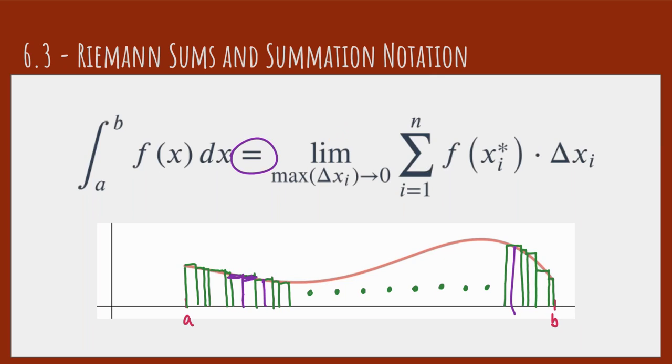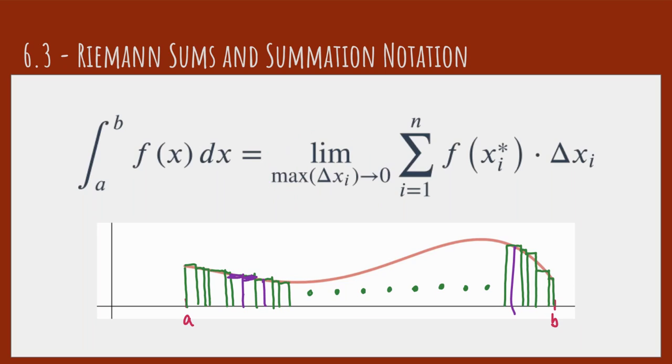Now, here's the problem with that. We can't find the area of infinitely many rectangles. And if you think about what we would have to do to make this limit work, we would need infinitely many rectangles, because if the widths are really close to zero, we're going to need a whole lot of them to get the entire width of the interval. So this is where formalizing the way we're going to do this comes into play.